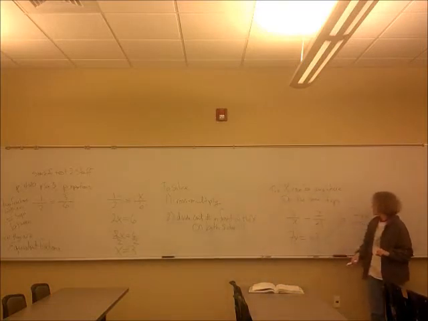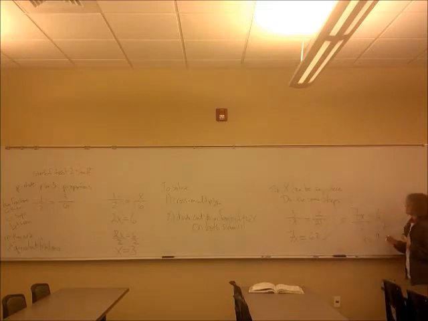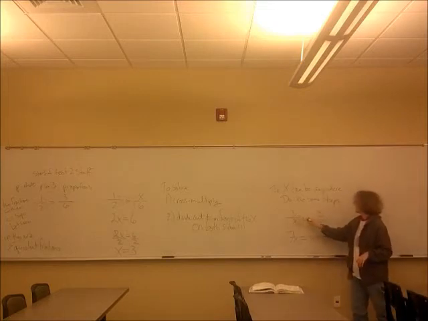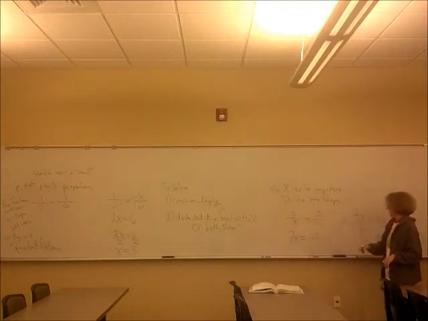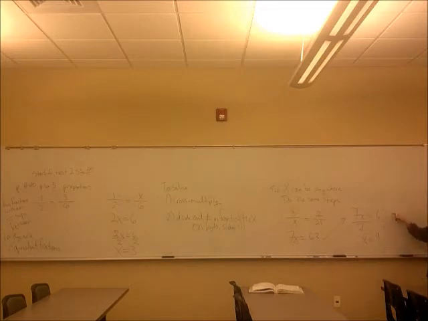So if we have 3 over x equals 7 over 21, we cross multiply. 3 times 21 is 63. X times 7 is 7x. Divide out that 7 in front of x on both sides. So we have 63 divided by 7 is 9.